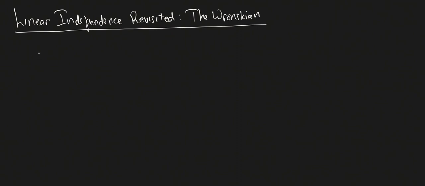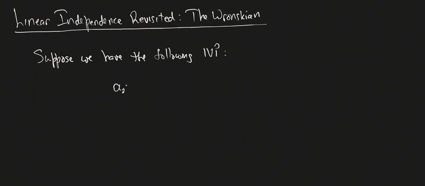So suppose we have the following initial value problem, right? And it's going to look pretty familiar. So we're going to have our a2 of x times y double prime plus a1 of x times y prime plus a0 of x times y is equal to 0. And then we'll have some initial conditions.